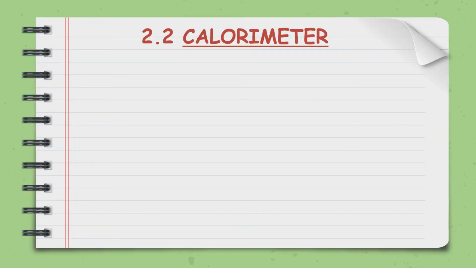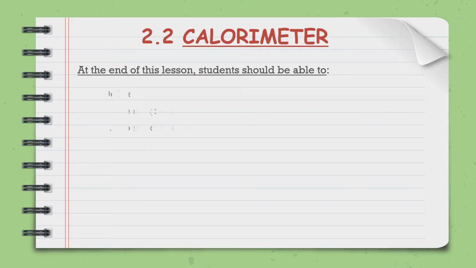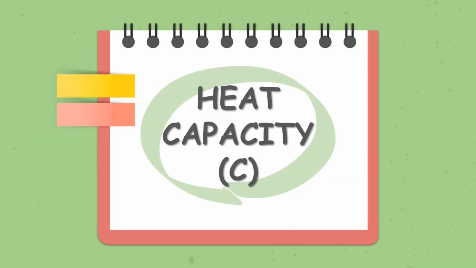In this video, we're going to focus on subtopic 2.2 Calorimeter, and at the end of this lesson, you should be able to first define heat capacity and then specific heat capacity. And also we will do some calculation. Now we're going to start first with heat capacity.